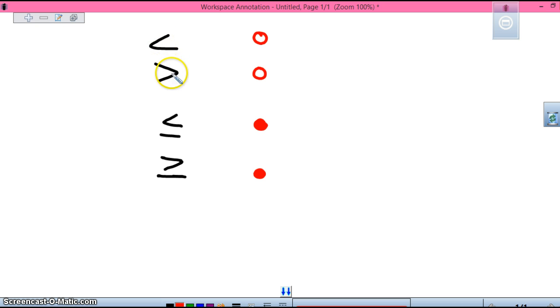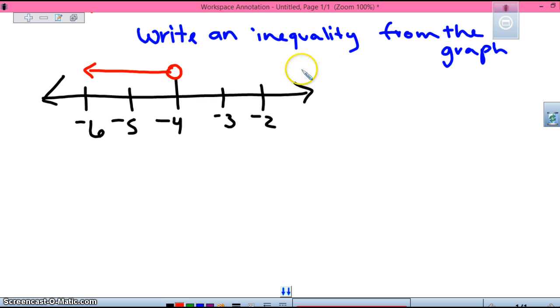Anytime you have a less than or a greater than sign, it will be an open dot. Anytime you have a less than or equal to or greater than or equal to, it will be a closed dot. If we had to write an inequality from this graph, first of all, would this be a less than or a greater than sign? Less than. So what variable can we use? X, okay. So we know that x is less than what number? Negative 4.